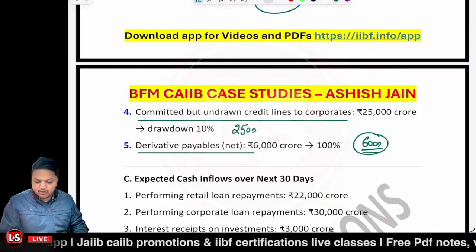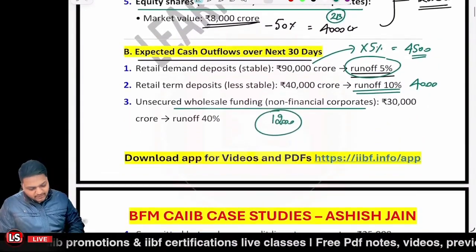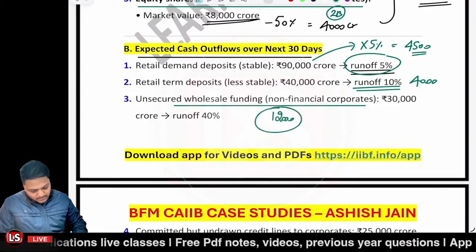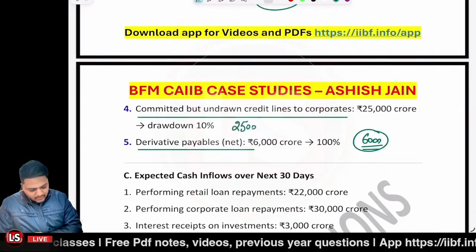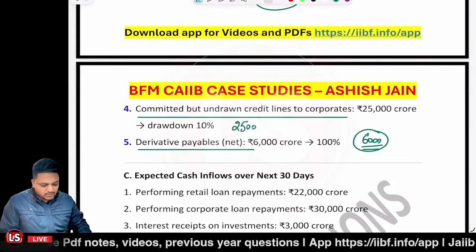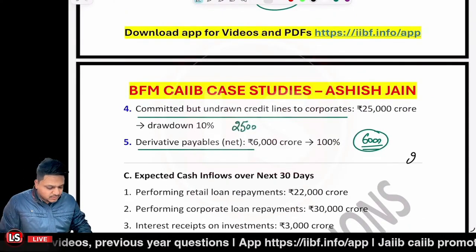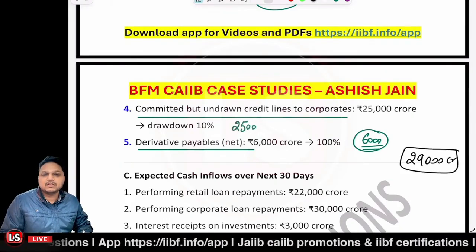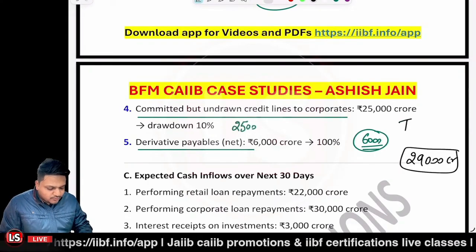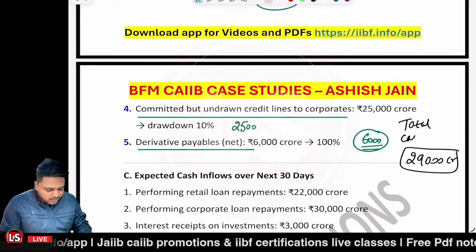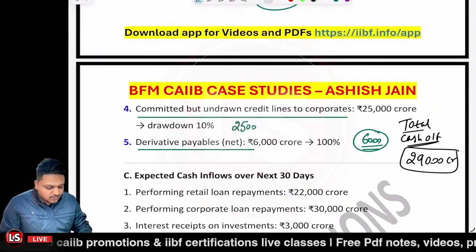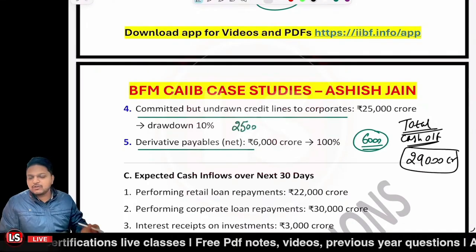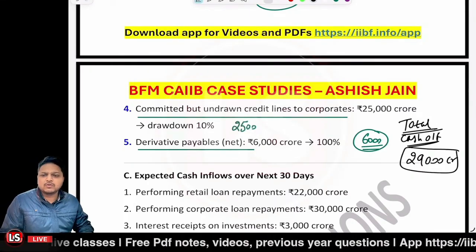Now we have to add them all up. 4,500 plus 4,000 plus 12,000 plus 2,500 plus 6,000. So that is 29,000 crores in total. So these are the total cash outflows. Clear with this? Okay. So we have to just calculate the runoff factor, at what amount can go here and there.